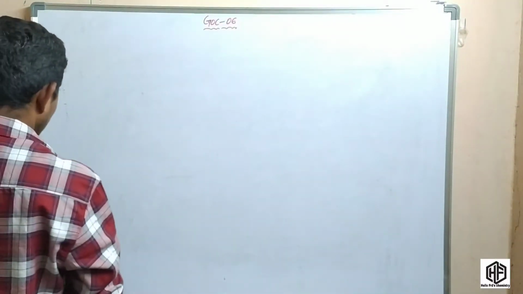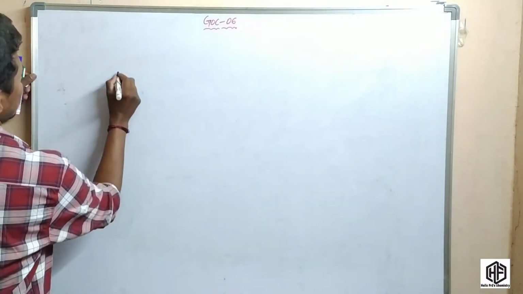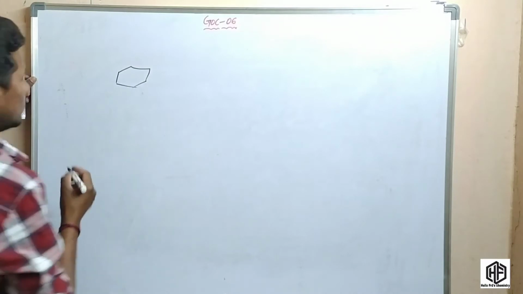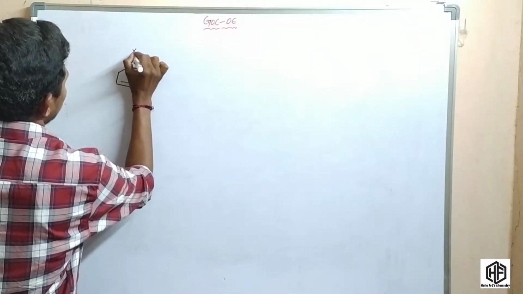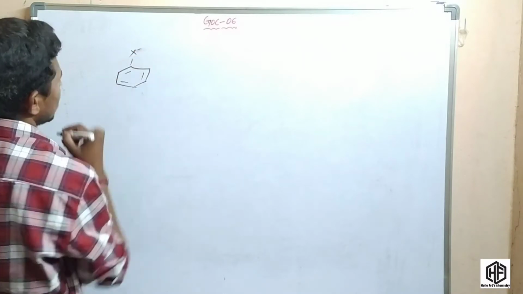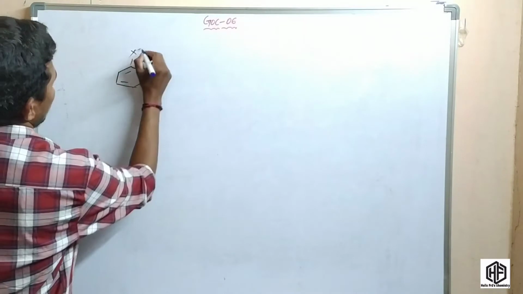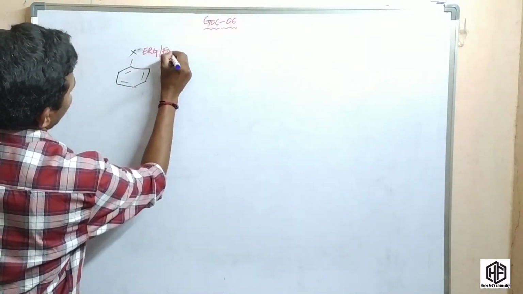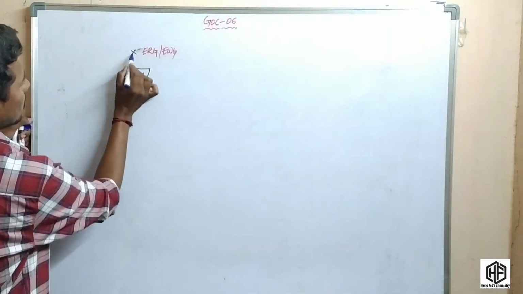For example, this is my benzene ring, and the benzene ring has a functional group. For example, X is a functional group. This X is either an electron releasing group or an electron withdrawing group, whatever it is.